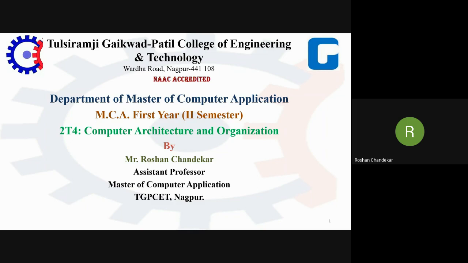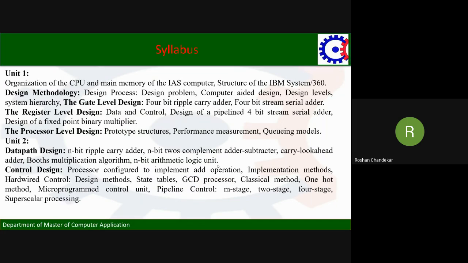As we have discussed in the previous lecture, the syllabus of computer organization and architecture, we began with the organization of the CPU and the main memory of an IAS computer, that is, the Institute of Advanced Studies computer. What are the organization of the CPU and its main memory that we are talking about?